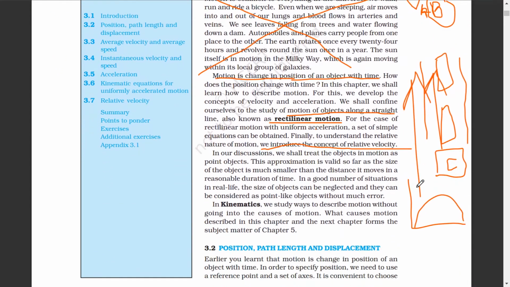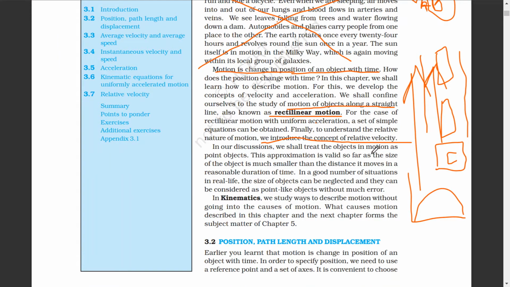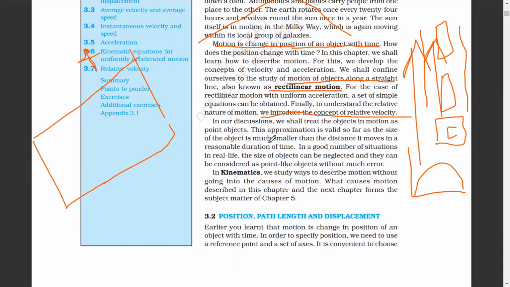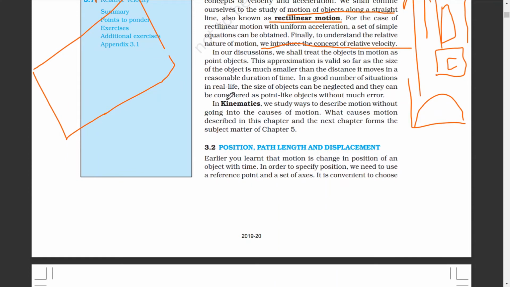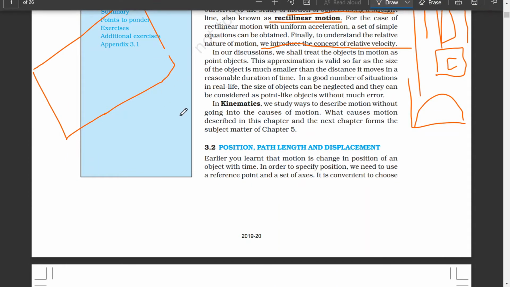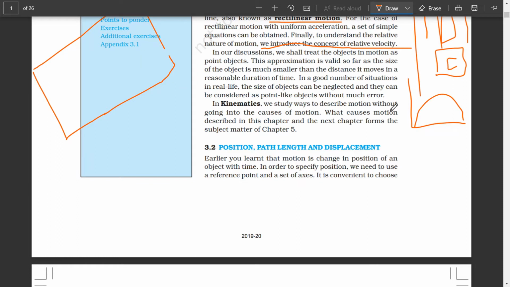Anyhow, let us continue. In our discussion, we shall treat the objects in motion as point objects. So this means that we'll be considering any reference point or objects in the motion as a point object. We won't be considering a truck like this, right? We will just consider it as a point, and we may write t also. Any variable, by the way, we can use. In our discussion, this approximation is valid so far as the size of the object is much smaller than the distance it moves in a reasonable duration of time. In a good number of situations in real life, the size of object can be neglected and then they can be considered as point-like objects without much error.